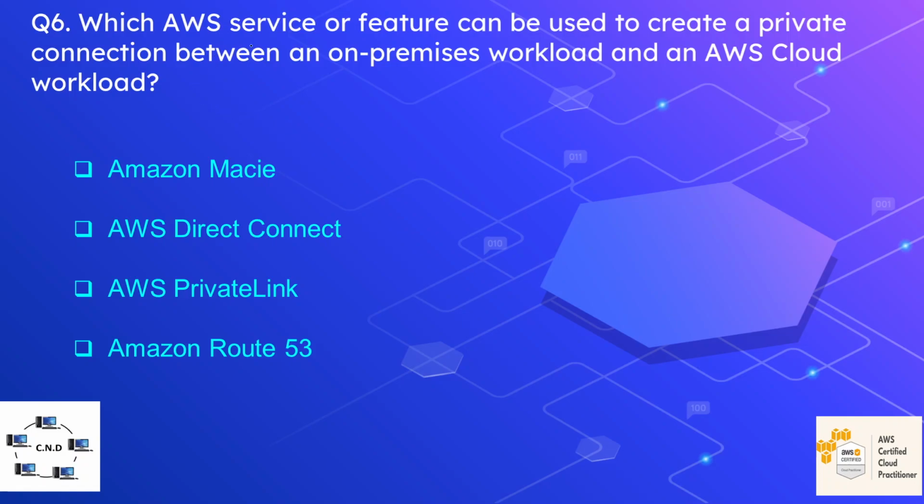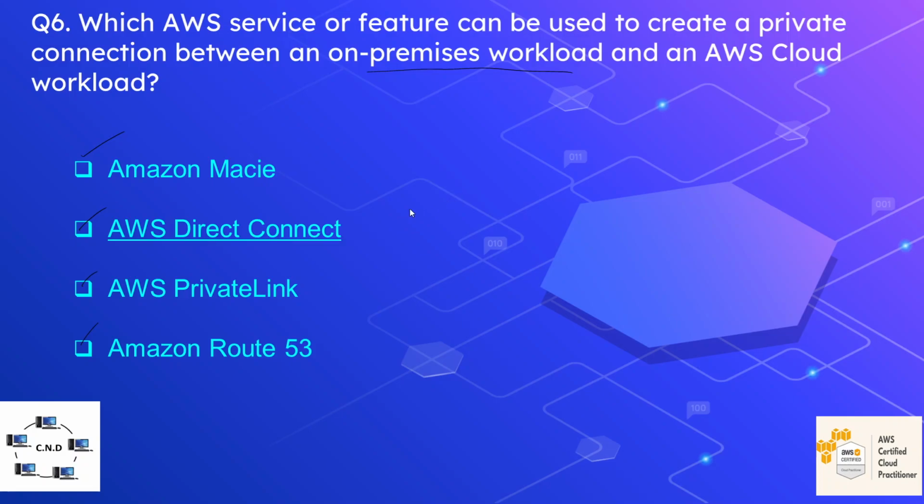Question number 6 is that which AWS service or feature can be used to create a private connection between an on-premises workload and an AWS cloud workload? So if you want to connect a workload from within your local on-premise network and direct it to the Amazon AWS cloud, which service or which feature of AWS can be used? And the options are A, Amazon Macie, B, AWS Direct Connect, C, AWS PrivateLink, and D, Amazon Route 53.